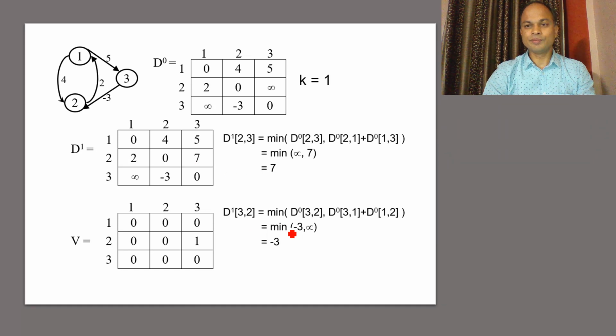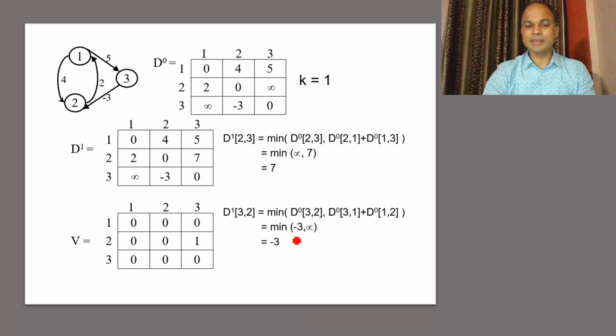One more value we are showing here is D1(3,2). D1(3,2) equals the minimum of D0(3,2) and D0(3,1) plus D0(1,2). D0(3,2) is given here as minus 3. We have marked minus 3. Similarly, D0(3,1) is infinity.